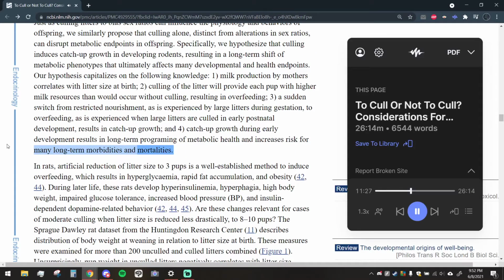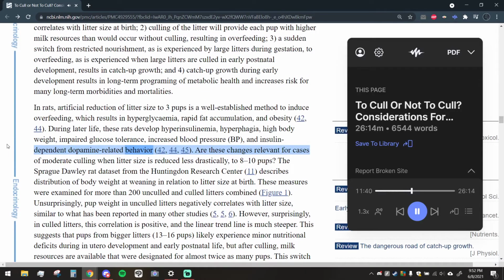In rats, artificial reduction of litter size to 3 pups is a well-established method to induce overfeeding, which results in hyperglycemia, rapid fat accumulation, and obesity. 42-44. During later life, these rats develop hyperinsulinemia, hyperphagia, high body weight, impaired glucose tolerance, increased blood pressure, BP, and insulin-dependent dopamine-related behavior. 42-44, 45.